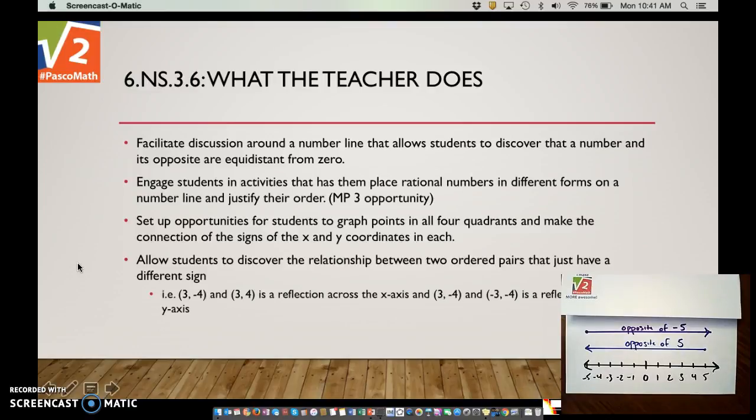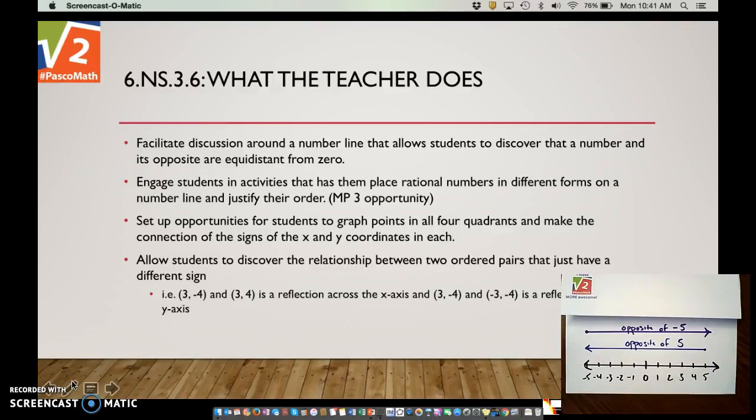First thing is just facilitate some discussion around the number line that allows students to discover that a number and its opposite are equidistant from 0. The opposite sign shifts the number to the opposite side of 0, such as -5, stated as the opposite of 5, which is -5. Just remind students that 0 is its own opposite, and the opposite of the opposite on a number line is the number itself, such as the opposite of -5.